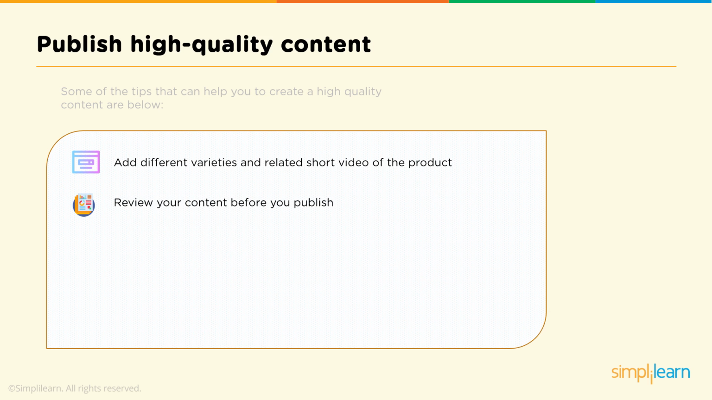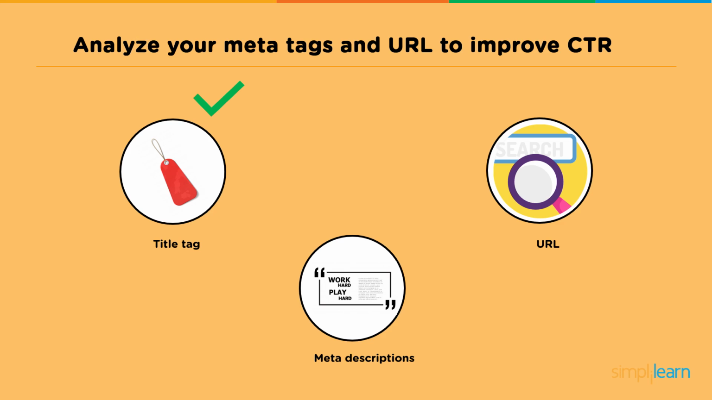So review your content before you publish. This goes without saying. You want to do that. Make sure you include everything possible, because when the content does get published, remember, Google's going to index that content. When they index it, it's going to show up in the search results. So we want to make sure we have all the information readily available, not only for the end user, but for Google as well. We want to be able to analyze our meta tags and URL to improve click-through rates.